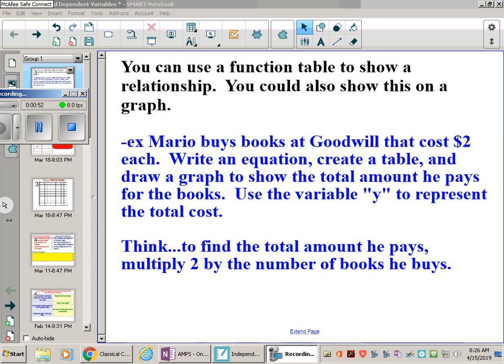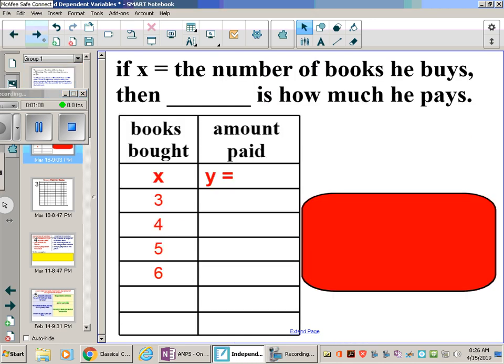So when we think about this, if we want to find the total amount he pays, we're going to have to multiply 2 by the number of books he buys, because it's $2 for each book. So if he bought one book, that would be $2. If he bought two books, that would be $4. If he bought three books, that would be $6, and so forth. So in this case, if x equals the number of books he buys, then 2x is the amount that he has to pay for the books.